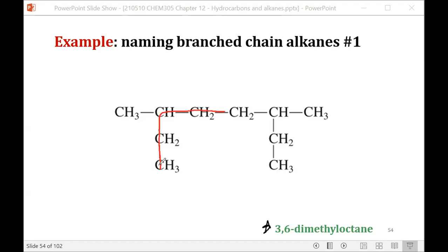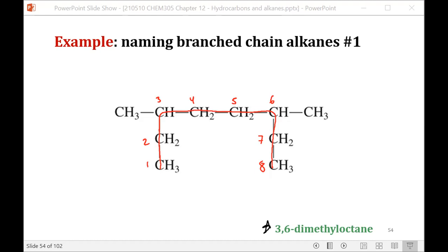Okay. I didn't check if this could be my parent chain. 1, 2, 3, 4, 5, 6, 7, 8. So my other parent chain had 7. We ended up with a heptane. This one could have 8. So we need to make this our parent chain. So I went through all that work kind of to illustrate what not to do, because we should have the longest parent chain possible, which is actually 8 carbons.